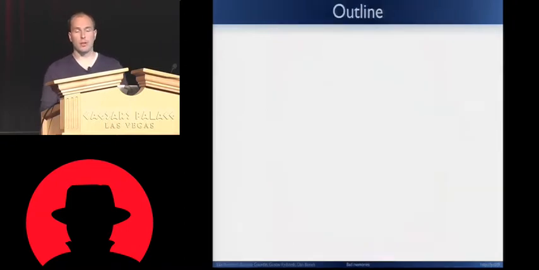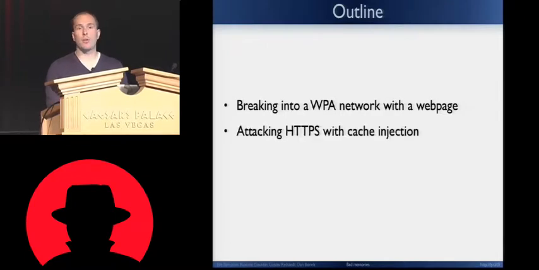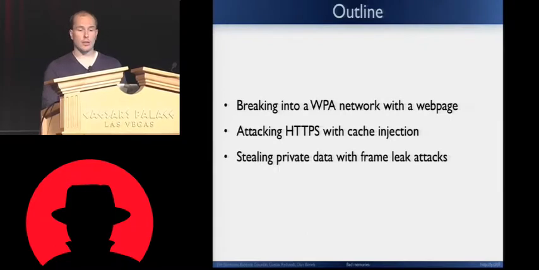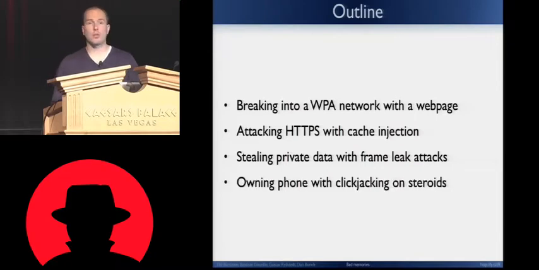More precisely, what we're going to demonstrate to you today is, first, how we can break into a WPA-protected Wi-Fi network. Then we're going to discuss how you can attack HTTPS with cache injection. In the third part, we're going to show you how we can steal private data from social websites and other sensitive information using what we call a family attack. And finally, we're going to discuss smartphones a little bit and show you how we can actually attack them with something we call tabjacking, which is basically clickjacking on steroids.